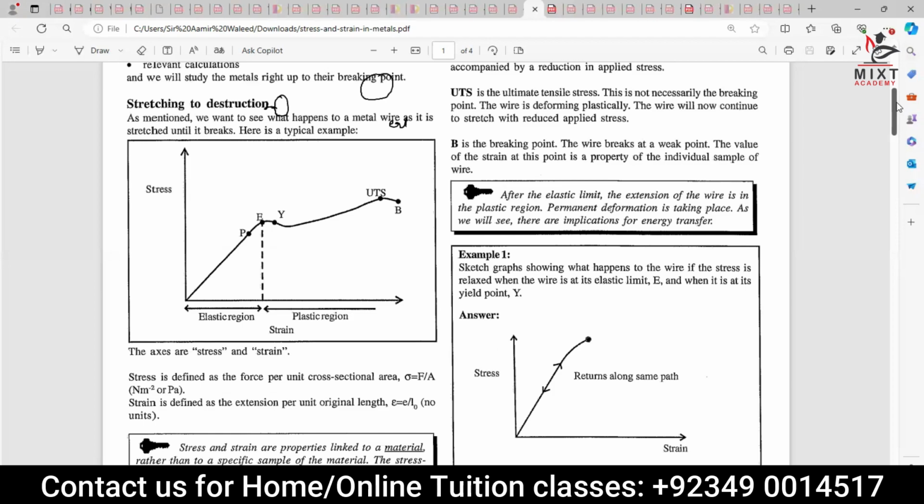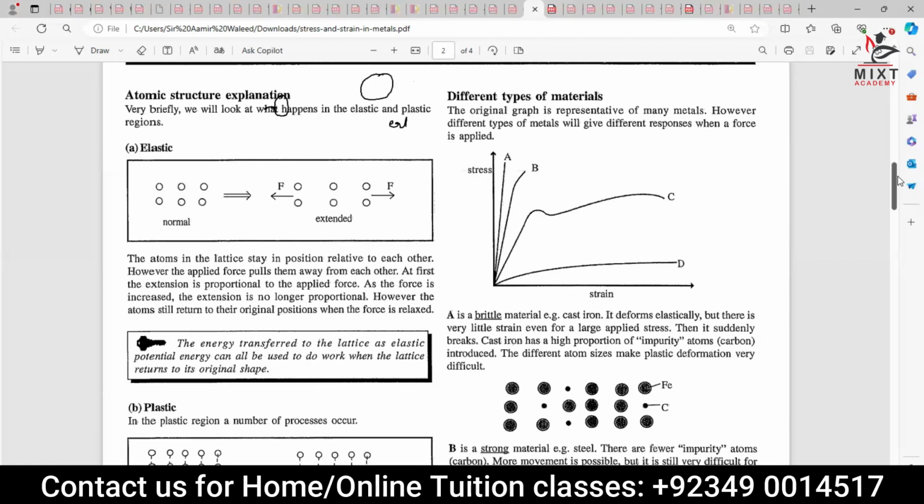The Young's modulus. So basically, I think you better write in star points that the gradient of the graph of stress and strain is the Young's modulus value, which is equal to stress upon strain. Now, if you check on the right hand side, I'm showing you that there are different types of materials having different types of graphs.